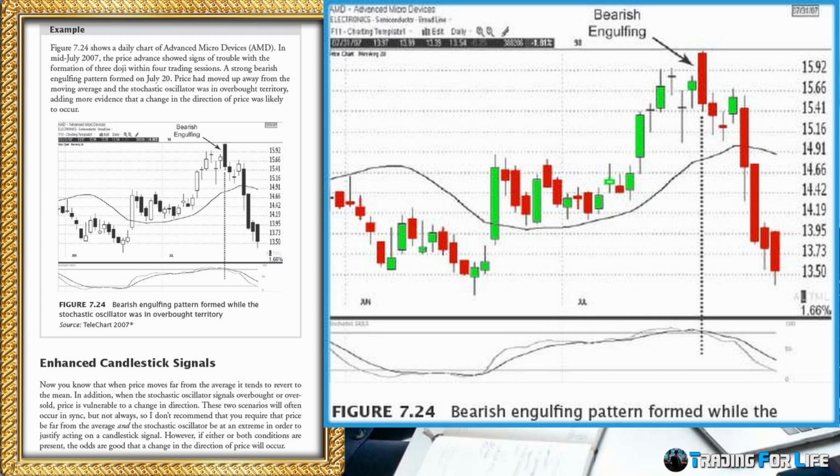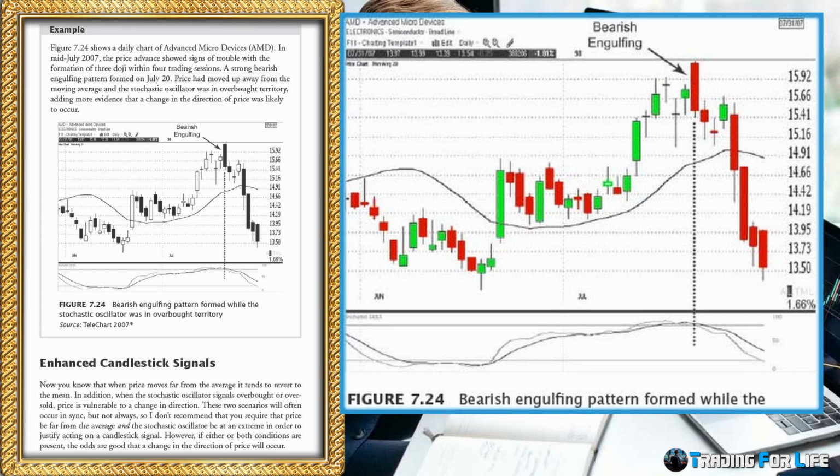In mid-July 2007, the price advance showed signs of trouble with the formation of 3 doji within 4 trading sessions. A strong bearish engulfing pattern formed on July 20th. Price had moved up away from the moving average, and the stochastic oscillator was in overbought territory, adding more evidence that a change in the direction of price was likely to occur.